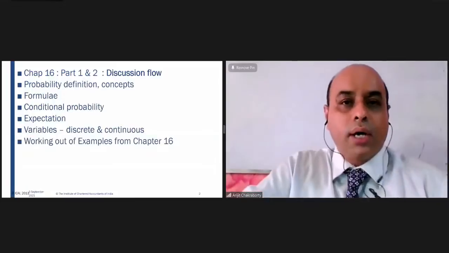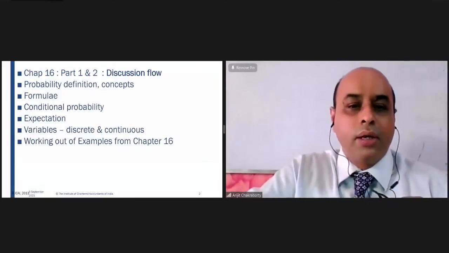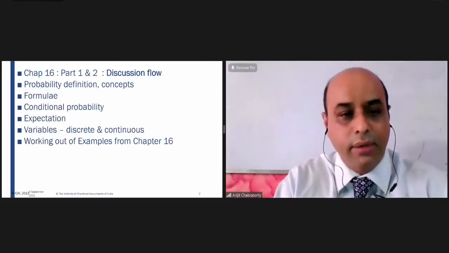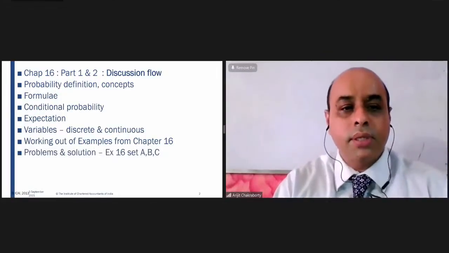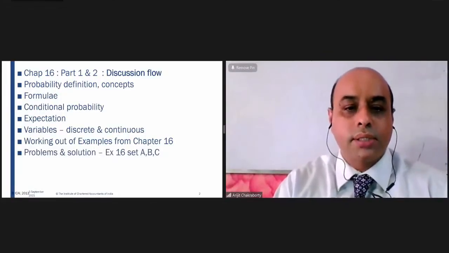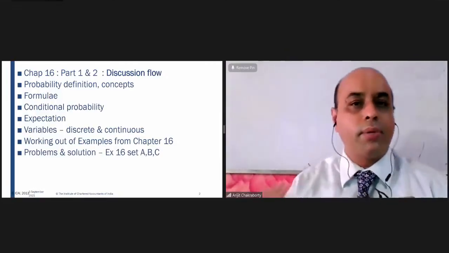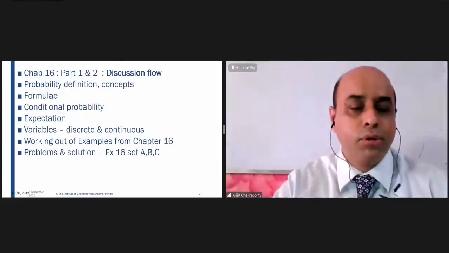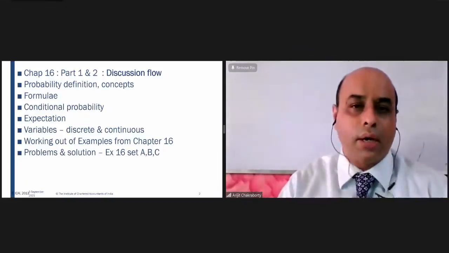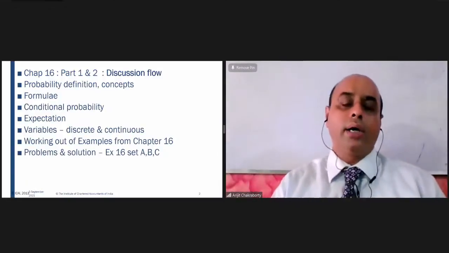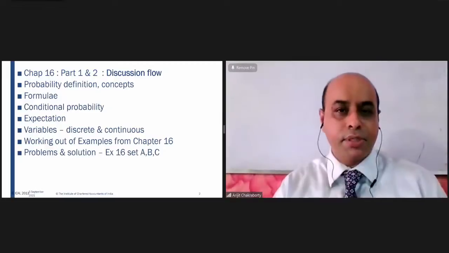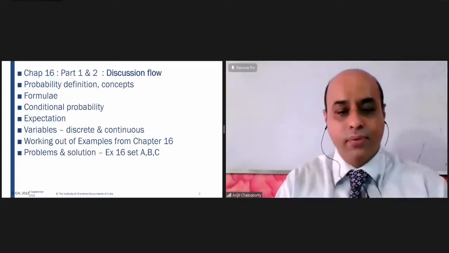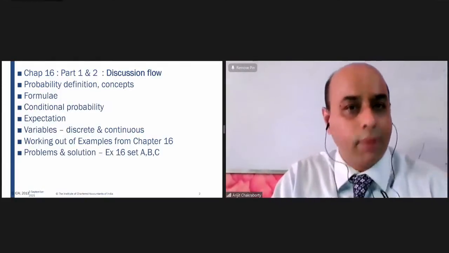Thereafter, we will work out several problems from the chapter end exercises. There are multiple questions which are there. We will cover many of them, and the problems and solutions to exercise 16 set ABC we shall be doing. Apart from that, many examples which are given in the study material are very beautiful examples which will help you to clear your doubts, because the questions which are there are comprehensive, of different types, and they are graded from easy, moderate to advanced, and that will definitely help you in understanding this chapter much better.